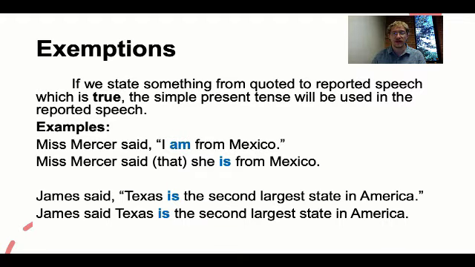Here's one more example. James said, "Texas is the second largest state in America." Or in reported speech, you could say, James said Texas is the second largest state in America. Or James said that Texas is the second largest state in America. I usually include the word that, so it lets me know it's definitely reported speech. In this sentence, there's no difference unless you add the word that to know it's definitely reported speech.